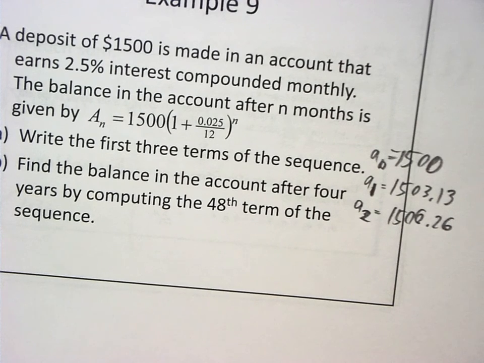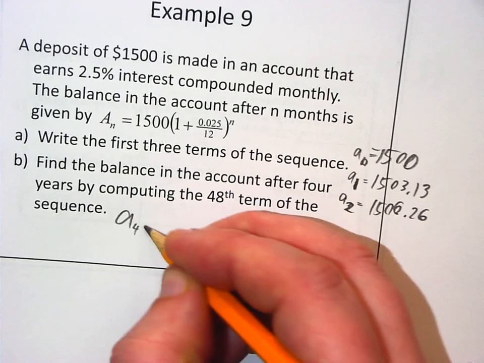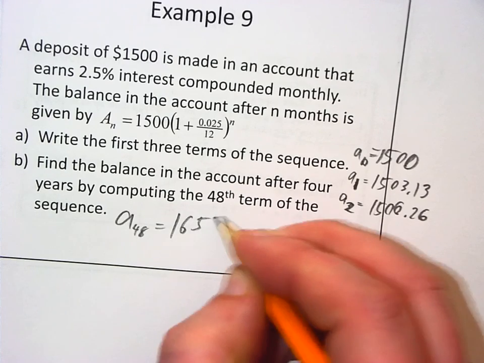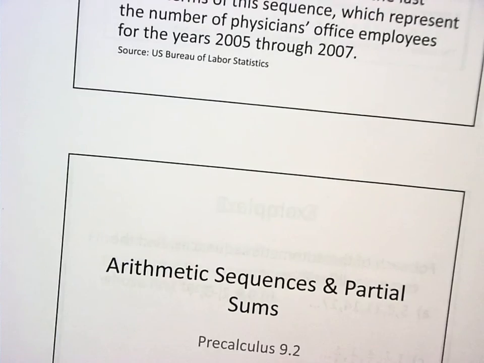So if I want to find the balance in the account after 4 years, go ahead and find the 48th term in the sequence. 1,657.55. Everybody else get that? Yes. Okay. Not too bad. Honestly, most of the word problems in the first section will be fairly easy like that. Some of them might be a little tricky.